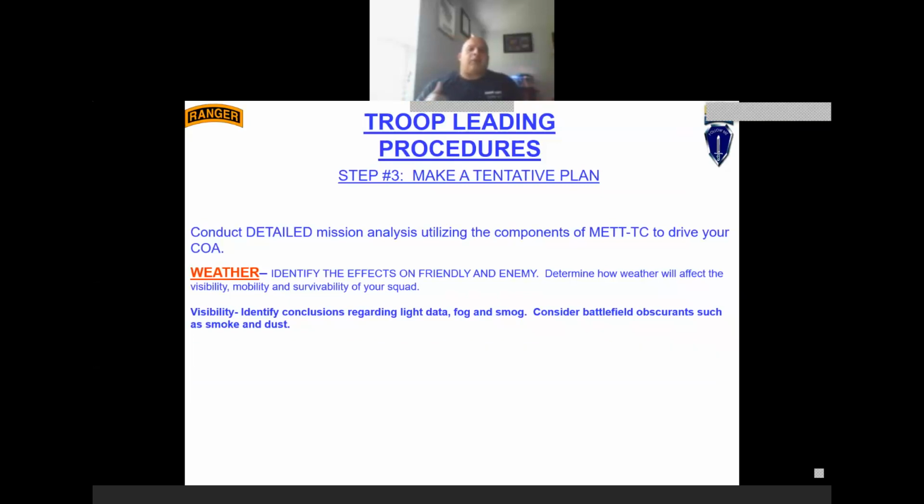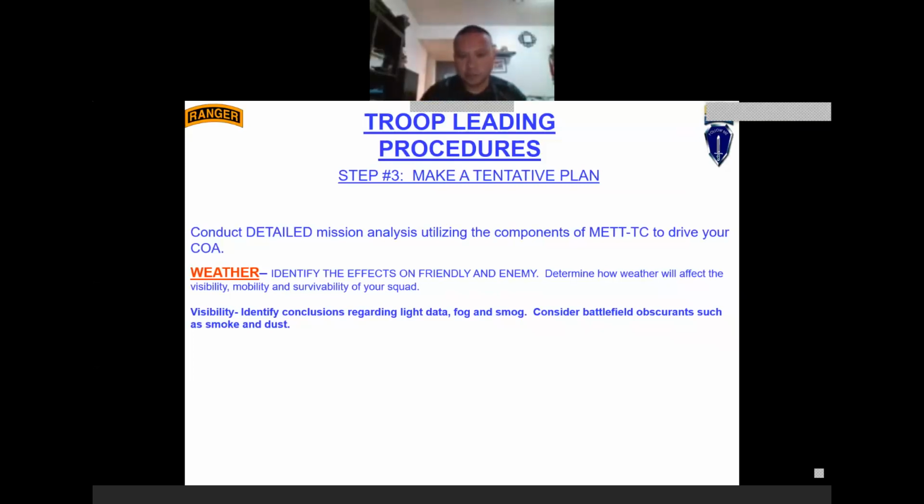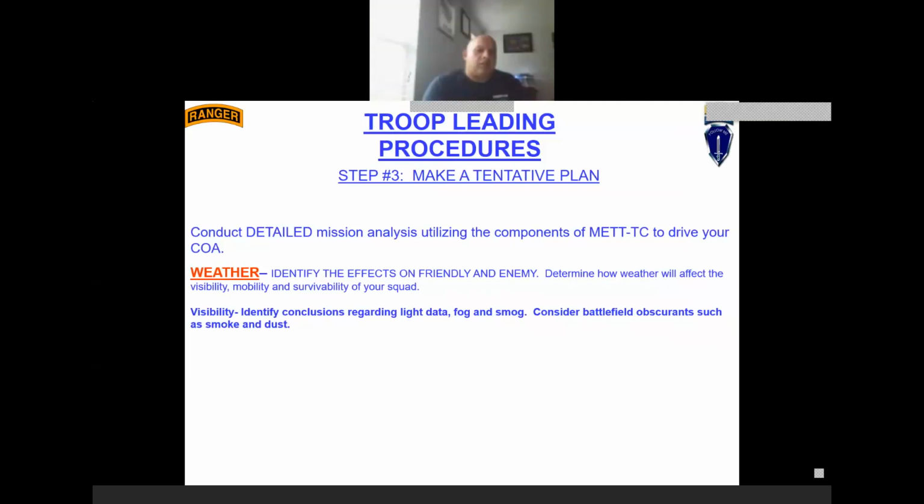You guys understand visibility, how that affects you? So if it's heavy rain outside, how far are you going to be able to see? If you know you've got 90% rain showers coming in, how's that going to affect your movement? How does heavy rain affect your movement? Well, it slows you down. Slows you down, but what else does it do for you?